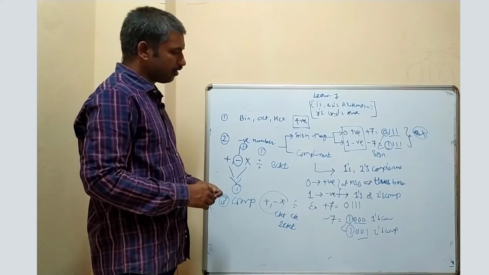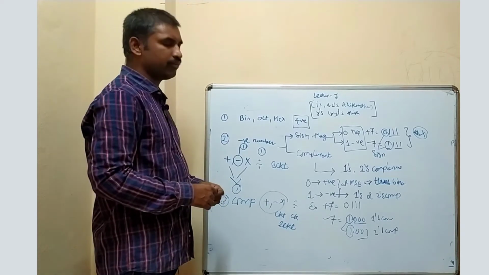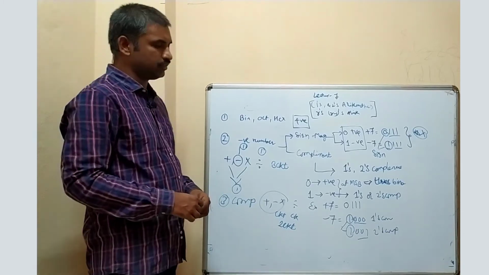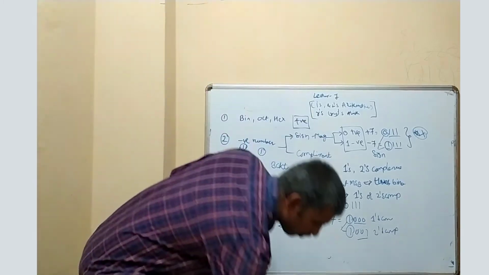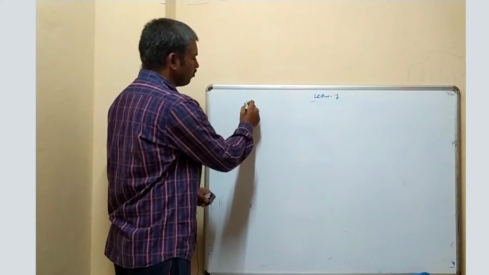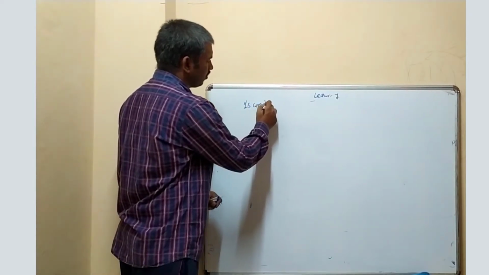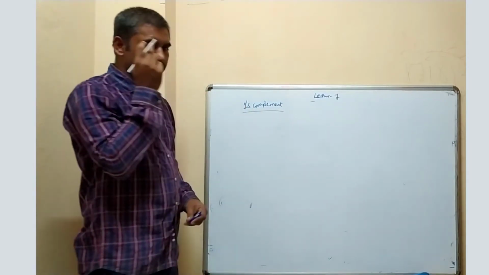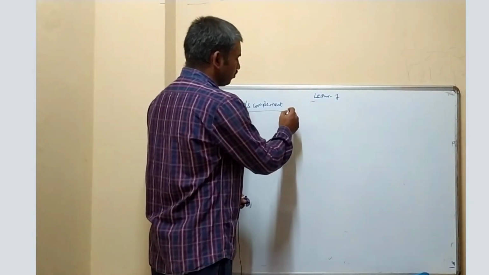Now we'll see how to get the 1's complement and 2's complement of a given number, and their arithmetic operations, in a moment. Now let's talk about the 1's complement of a given number. Please remember, use the complement system only to represent negative numbers. In order to get the 1's complement of a given number, let's take a simple example.